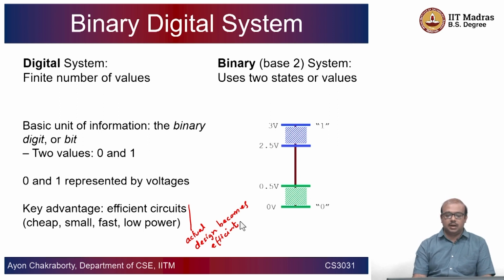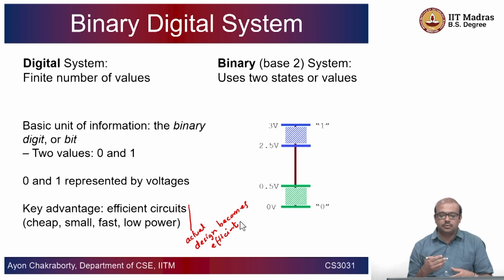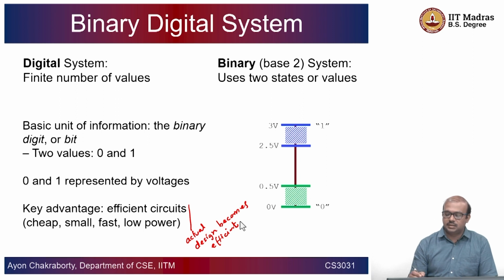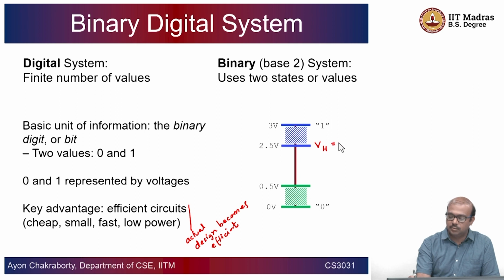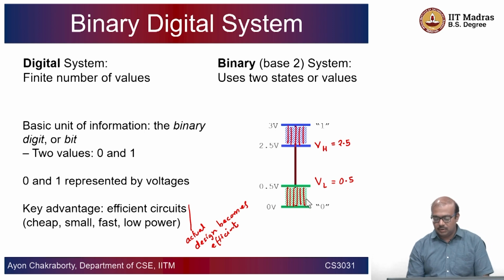Okay, so digital means finite number of values. Don't think that digital always here means just zeros and ones. It's a binary digital system, that is, with a base of 2, and that is the reason we are going to have 2 states or values. Okay, so in this case here I have shown another example where the VH is equal to 2.5. So anything which is greater than VH, that is this zone, is going to be treated as 1, and VL is going to be 0.5 volts. So anything which is less than VL is going to be treated as a 0. So this is about the binary digital system.